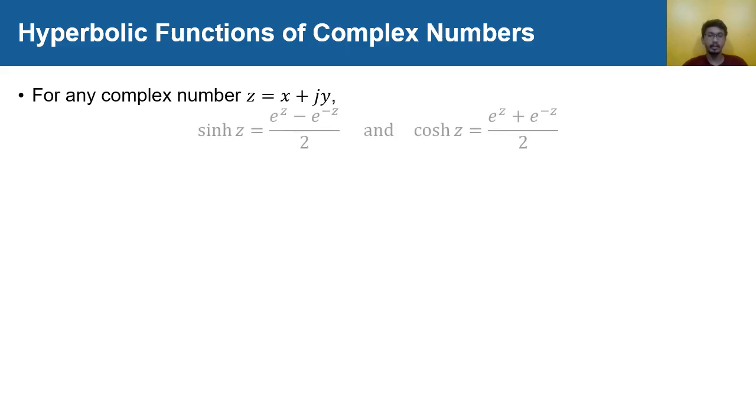Then we proceed now to hyperbolic functions of complex numbers. For any complex number z equal to x plus jy, sinh of z is equal to e raised to z minus e raised to negative z over 2, and cosh z is equal to e raised to z plus e raised to negative z over 2.